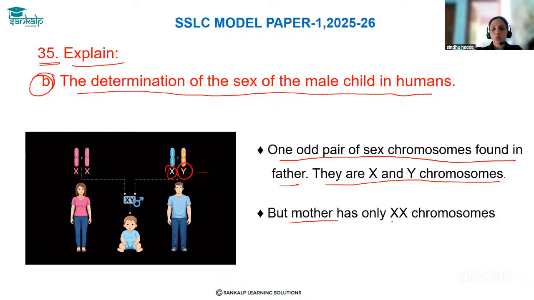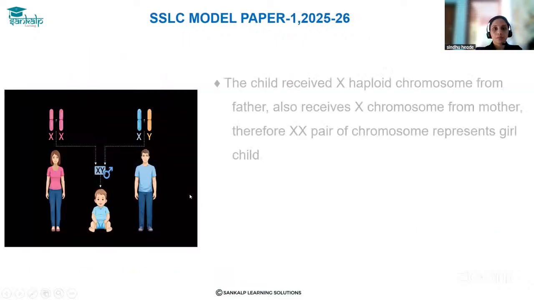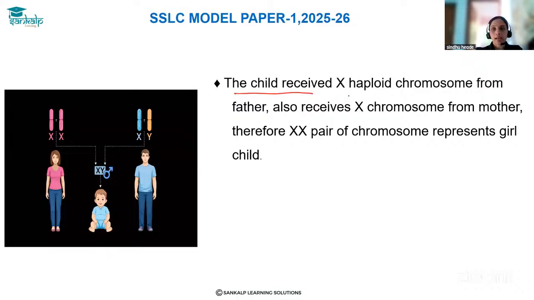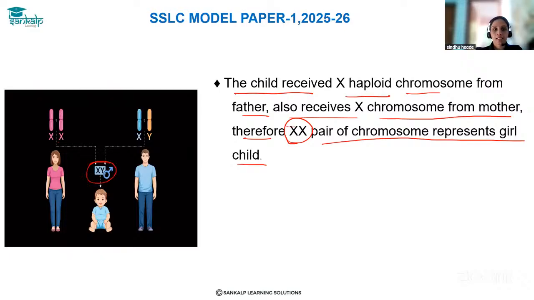But the mother has only X and X chromosomes. So female contains only X and X sex chromosomes. But in male, it contains X and Y, an odd pair of chromosomes. The child receives an X haploid chromosome from father and also receives an X chromosome from mother. Therefore, an XX pair of chromosomes represents a girl child. See, if suppose this child receives X from mother and again X from father.